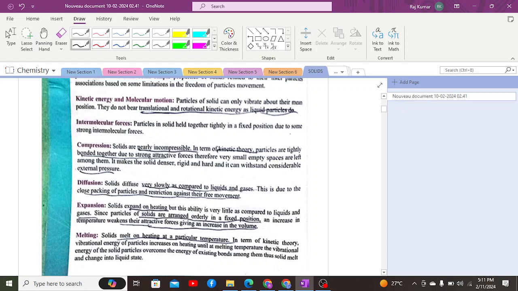As in gases, we saw three types of motion. Let's suppose you have a monoatomic gas here. When a monoatomic gas is there, it will follow a translational motion, because it is made up of only one atom, one molecule.